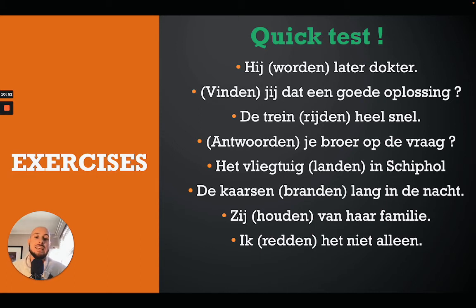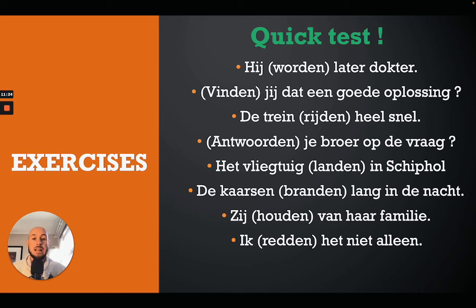The next one, zij houdt van haar familie. She loves her family. Okay, we take a look. Base of the verb, houd, ending on a D, and then zij. In this case we'll make it singular, so we'll make it she. It can also be they, but for the sake of the exercise, we'll make it she. Take away en. Zij, she, third singular. What is the rule? We have to add a T. Zij houdt van haar familie.